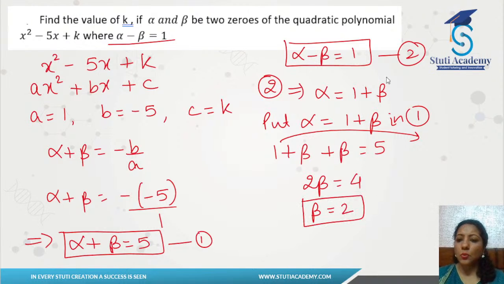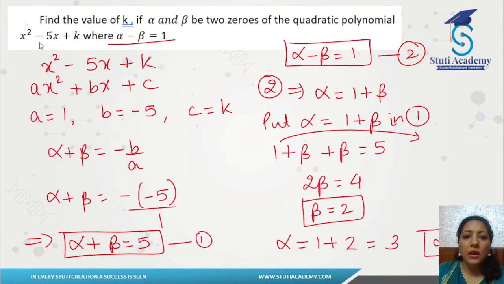Now beta is 2. We can put this value of beta equal to 2 here, and we'll get alpha equal to 1 plus beta, that is 1 plus 2, so that is 3. So we've got alpha is 3 and beta is 2. So children, I'm repeating this question right from the beginning. We have to find the value of k, and alpha and beta are the two zeros given here. Now we know the polynomial is x square minus 5x plus k. This is the polynomial given to us.